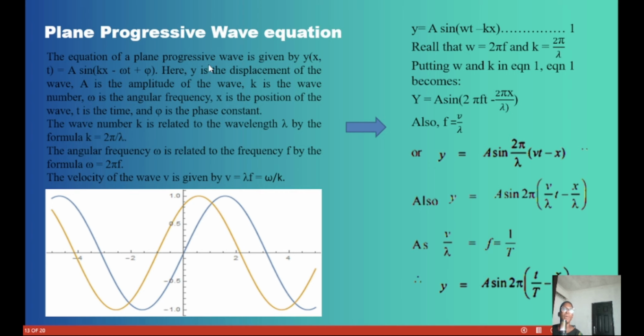So the equation of a plane progressive wave is given by y(x, t) = A sin(kx - wt + phi). So this is our k, which is the wave constant, and this is our w, which is omega. Here, y is the displacement of the wave, A is the amplitude of the wave, k is the wave number, w is the angular frequency, x is the position of the wave, t is the time, and phi is the phase constant. So all this will be used in our plane progressive wave equation.